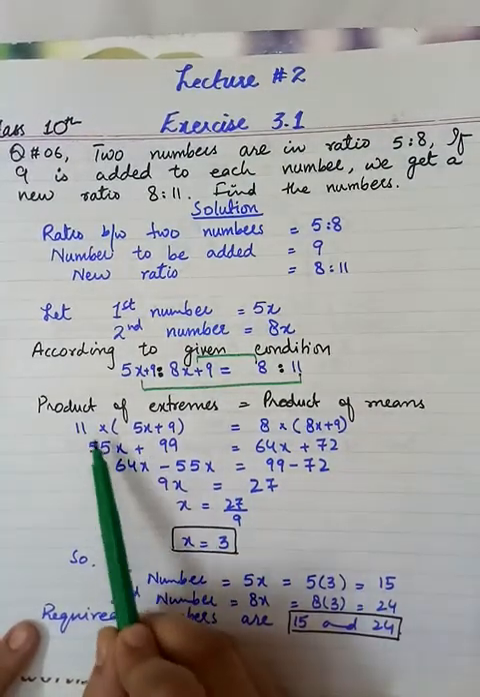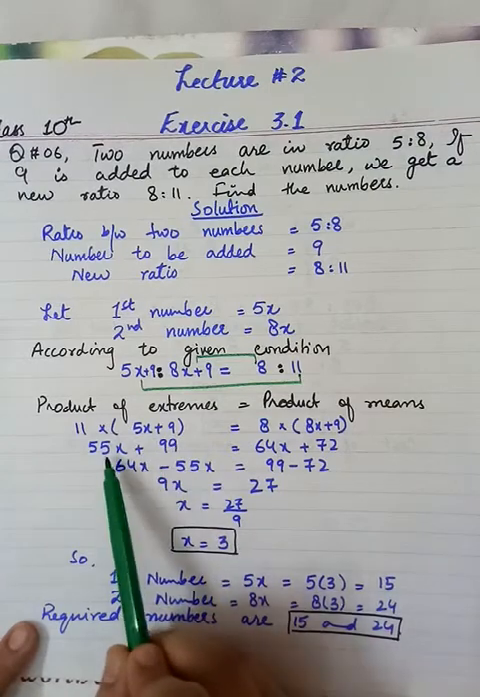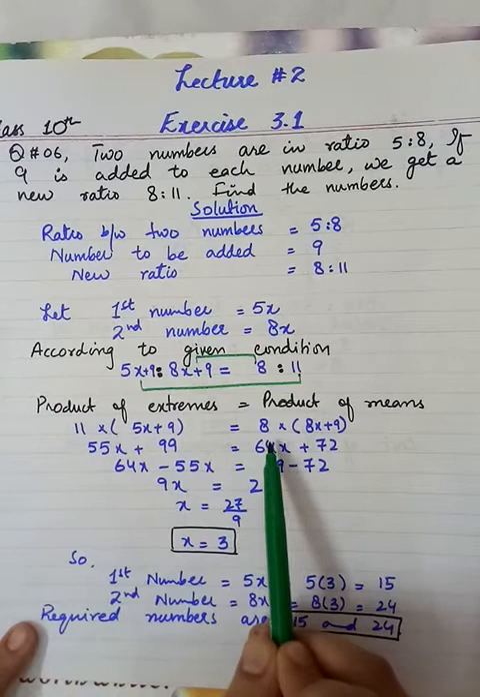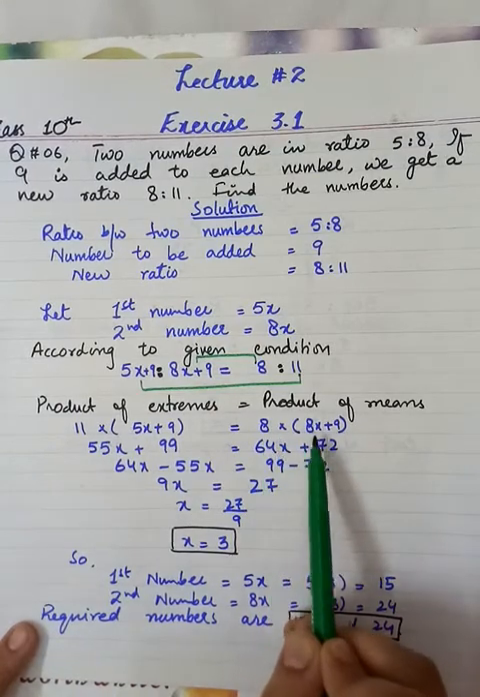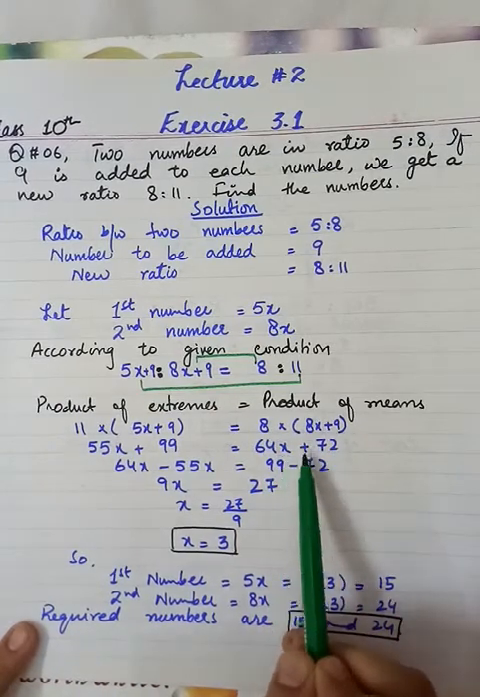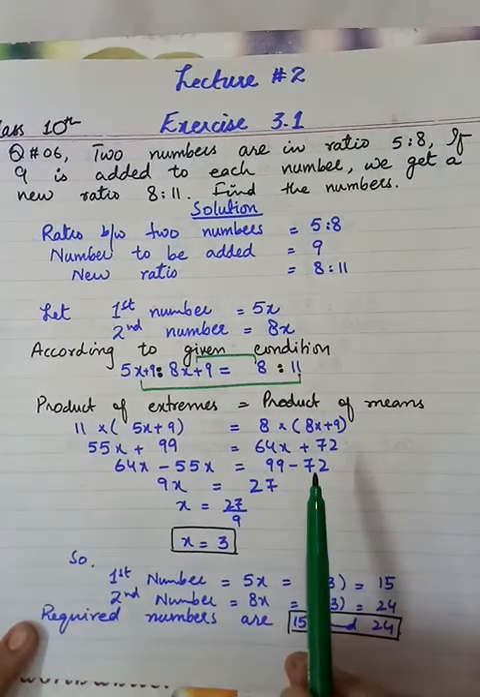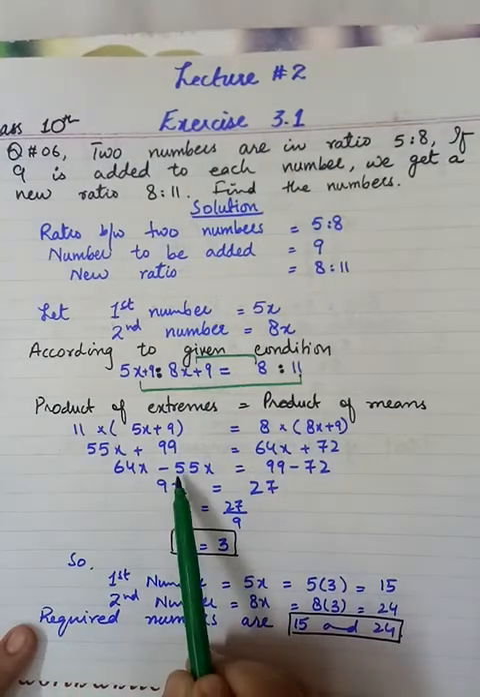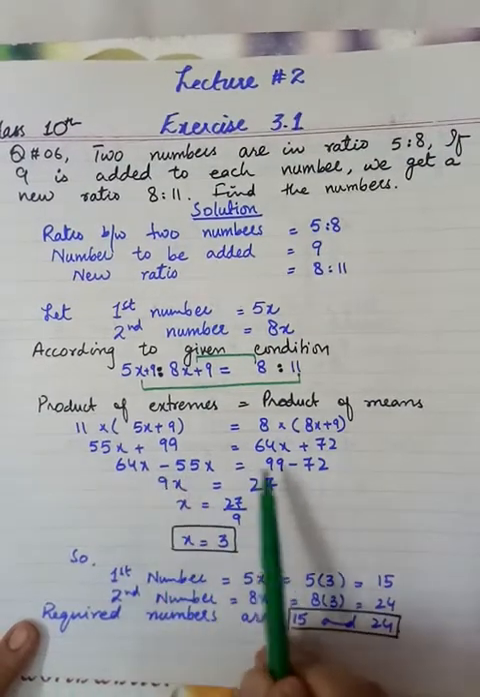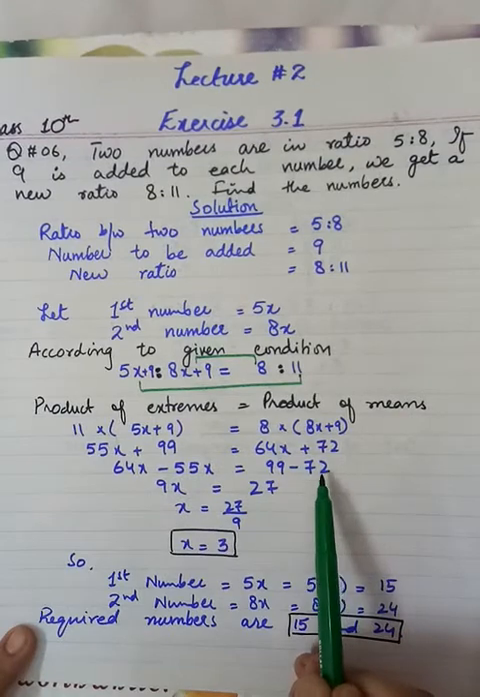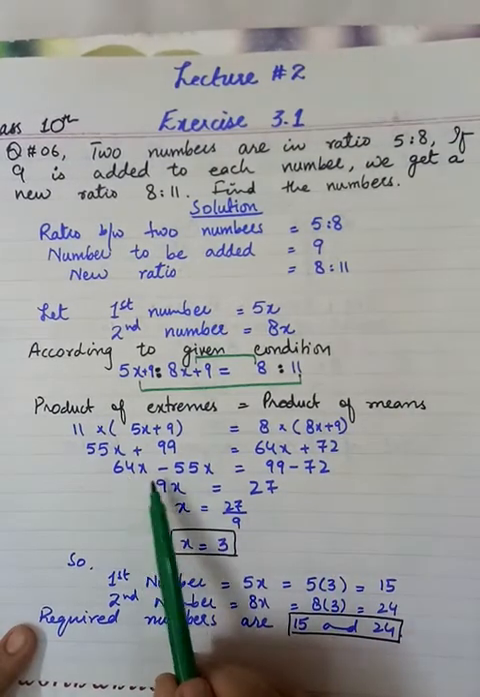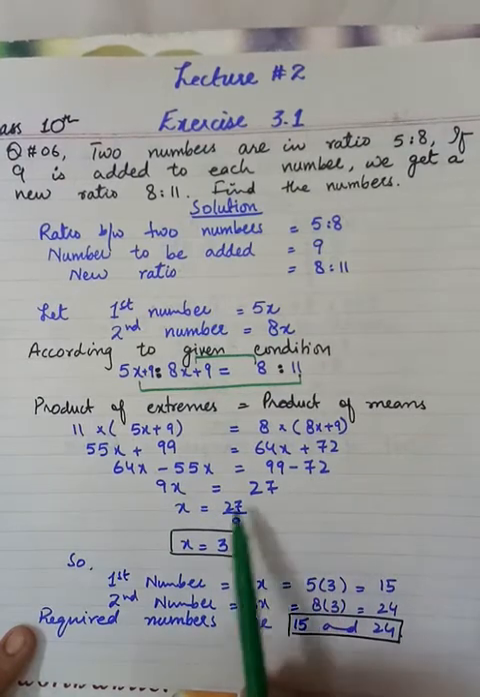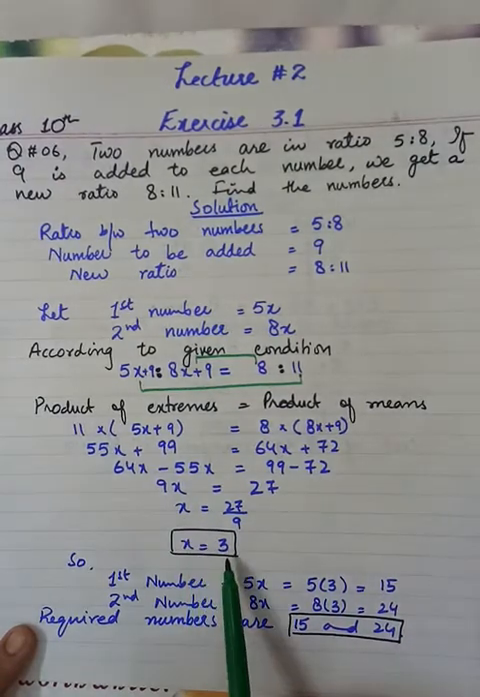After multiplication, 11 multiply with 5x plus 9, we got 55x. 11 5s are 55 plus 11 9s are 99. And in the right hand side, 8 multiply with 8x plus 9, 8 8s are 64x plus 8 9s are 72. To find the x for the simplification, we have to put x values on the one side and other values, constant numbers, on the right side. 64x minus 55x, we got 9x, and 99 minus 72, we got 27. After simplification, x is equal to 3.